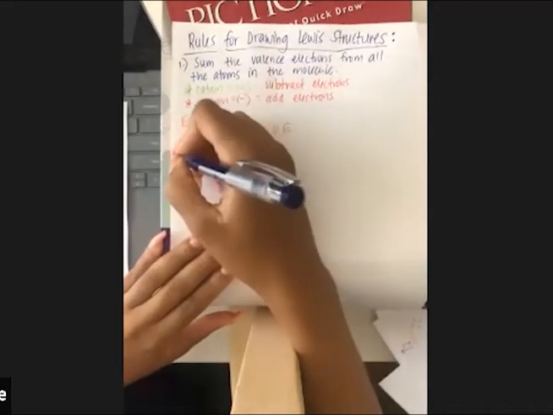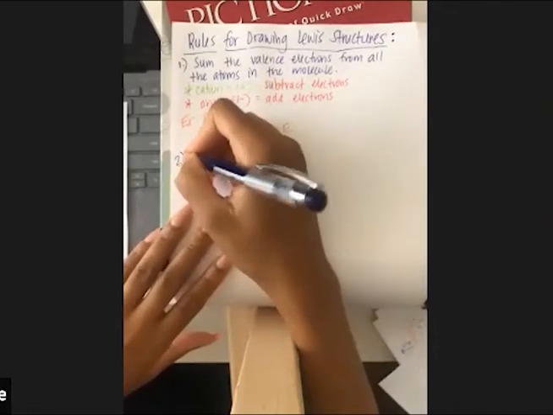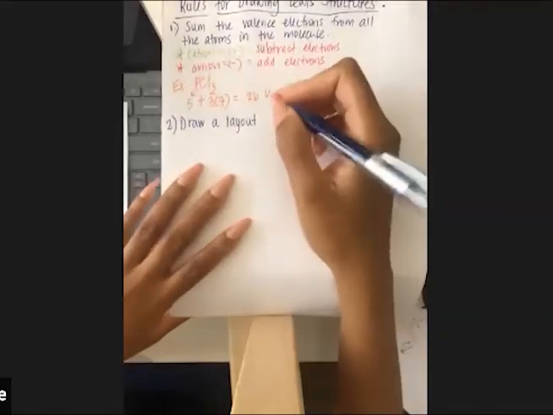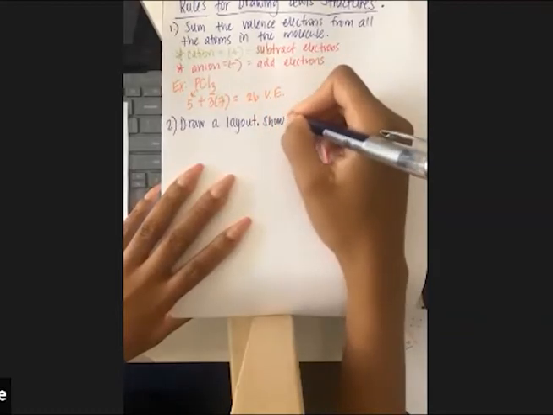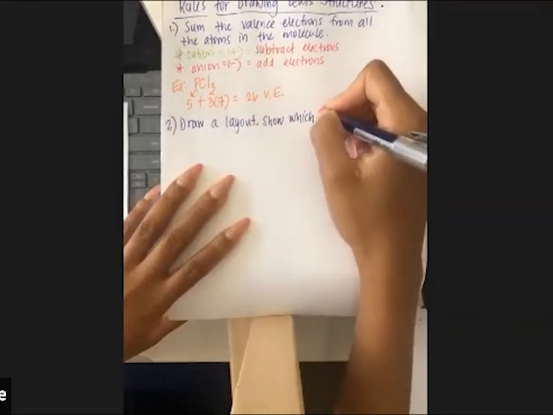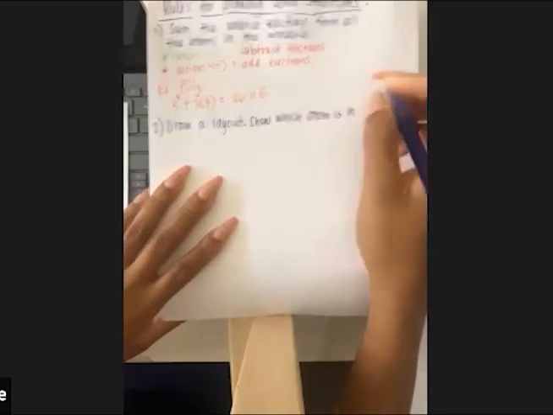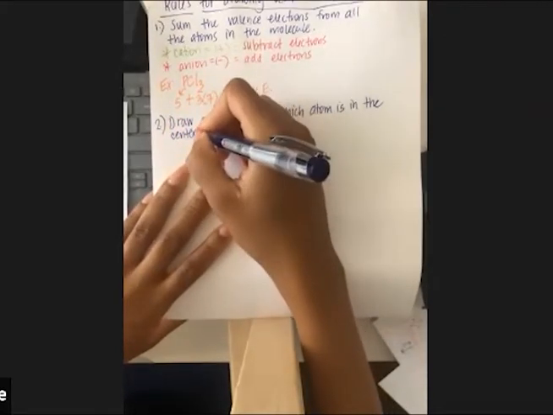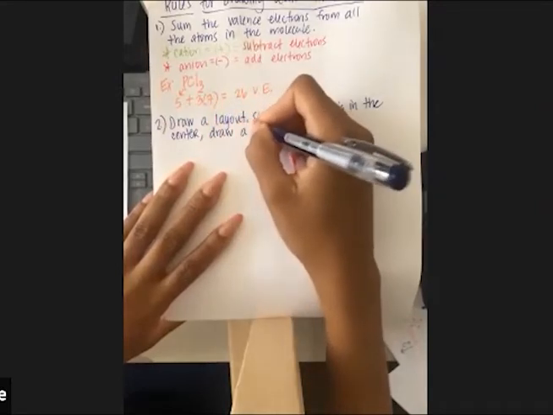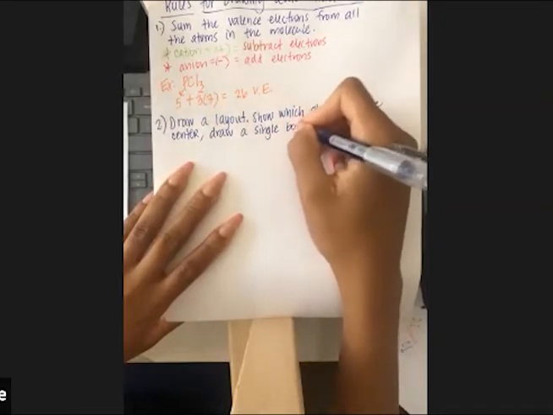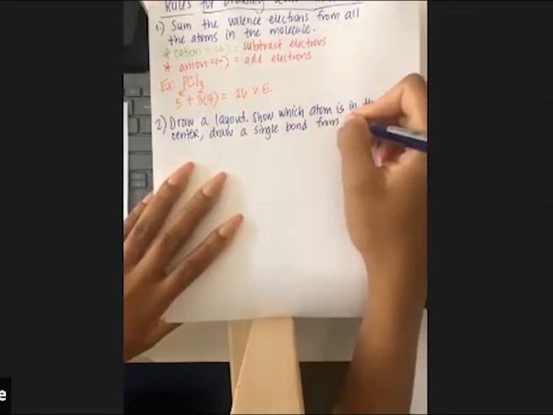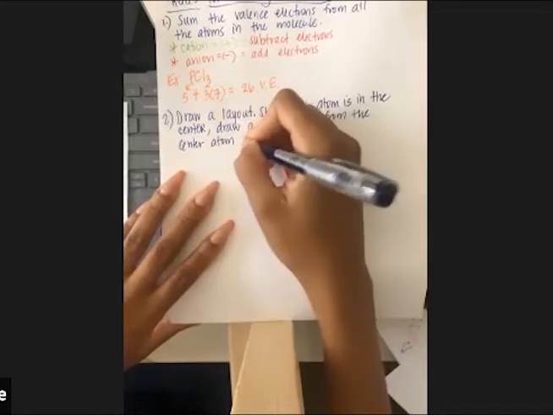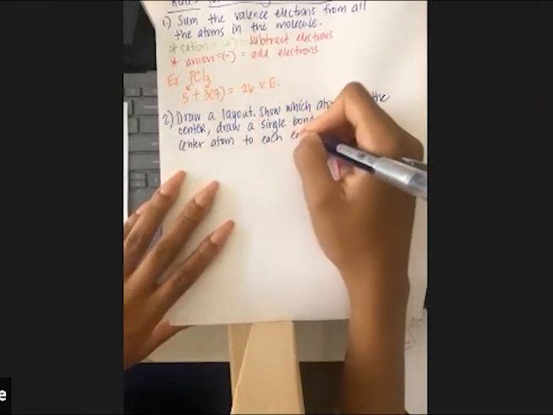Step two says draw a layout. So step two says draw a layout, basically show which atom is in the center. And then we're gonna draw a single bond from the center atom to each end atom.